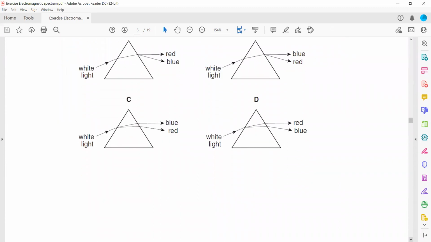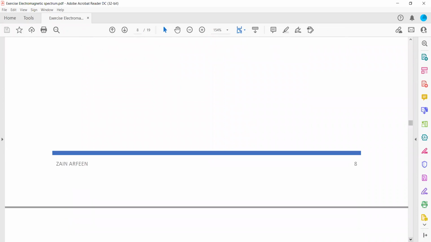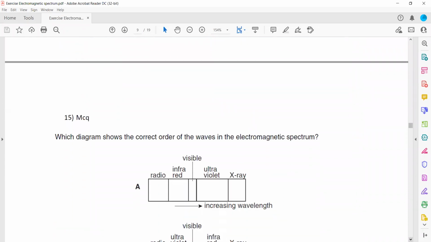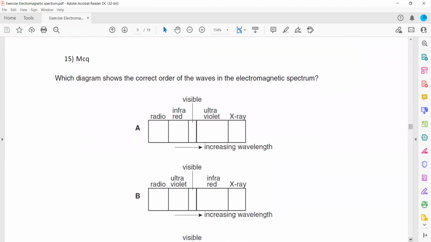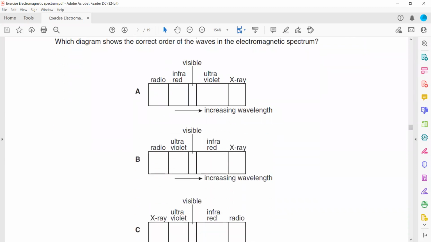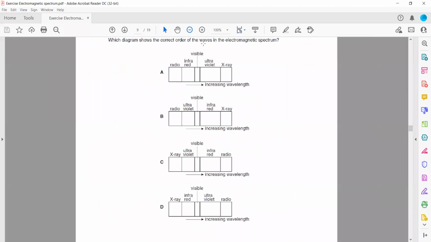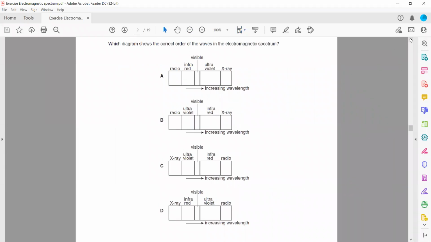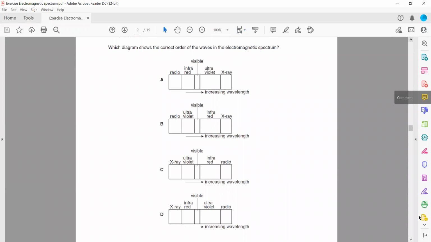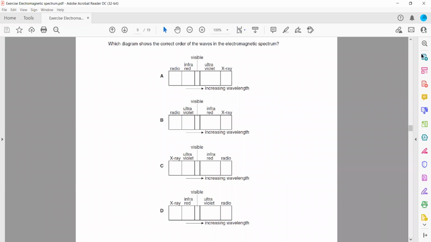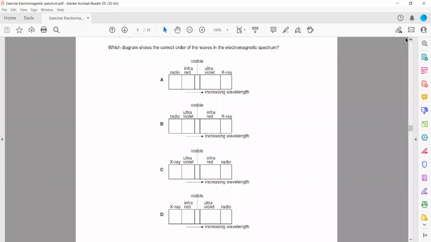Light in colors also has a frequency. Violet has the highest frequency in terms of colors and red has the lowest frequency. So violet bends the most and red bends the least. Colors which are closer to violet have higher frequency than red, and that's why they will bend more.